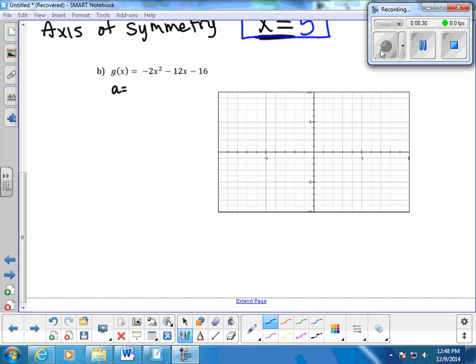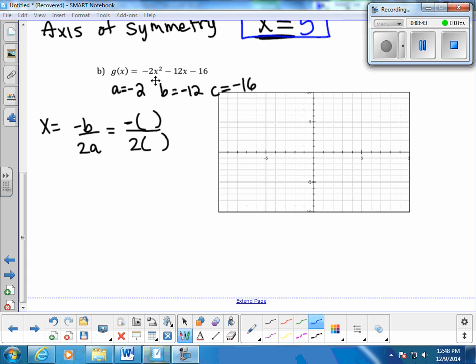Okay, in this one we have a is -2, b is -12, c is -16. We want to use our formula x equals negative b over 2a. Now we're going to plug in -12 for b, and we're going to plug in -2 for a. So that will give us positive 12 over -4, which is going to be -3. So in my vertex, it's -3, and now I've got to plug that value into the original formula for x and see what my y value is.